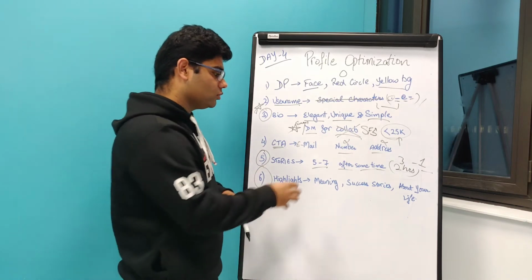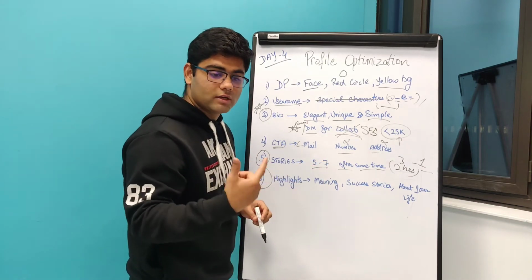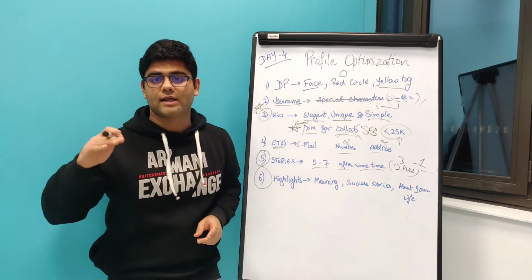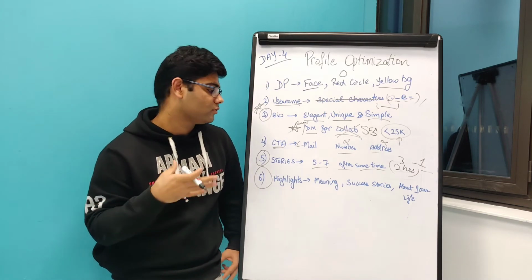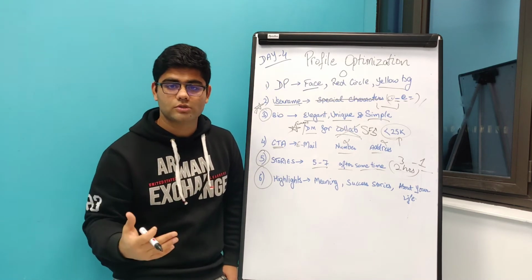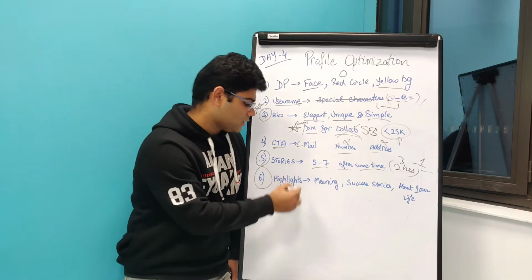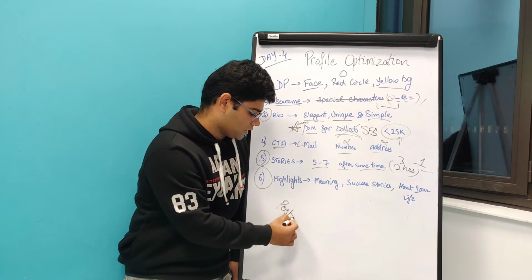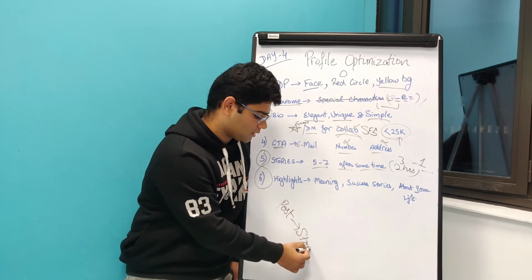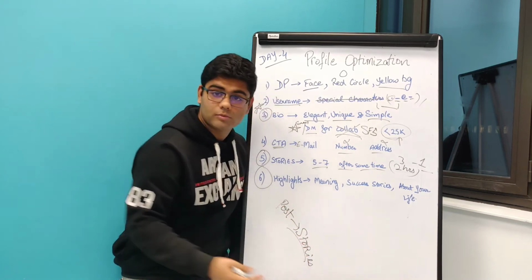So if you upload 5 stories in one go, it is the same thing that I told you about the post. If you do it in one go, it is of no use. Break the time of the stories, and you can just upload a post on your story, right? So just do that and it is going to be good.